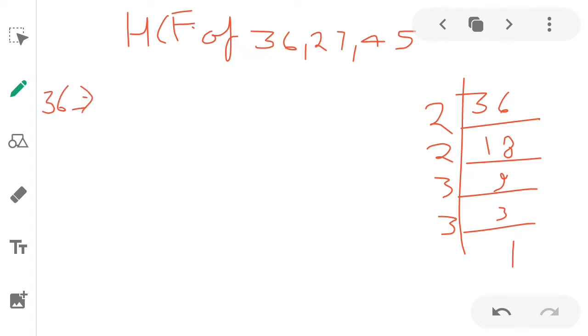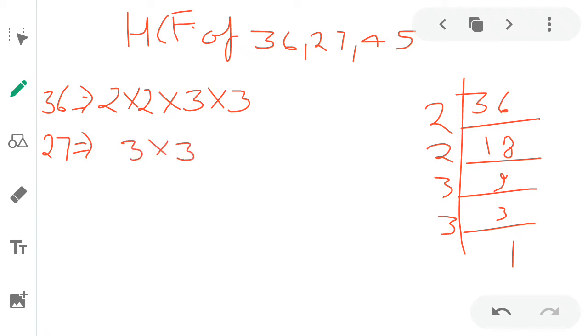36 is 2 multiply 2 multiply 3 multiply 3. 2 times 2 is 4, 4 times 3 is 12, 12 times 3 is 36. Now 27 is 3 multiply 3 multiply 3. Now 45 is 3 multiply 3 multiply 5.